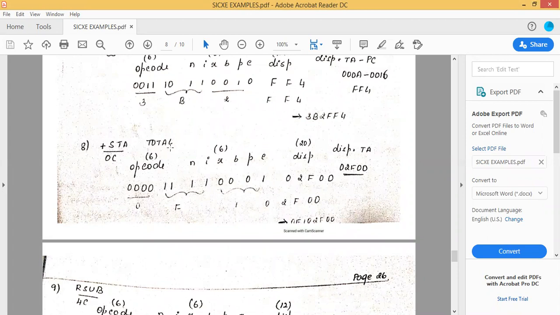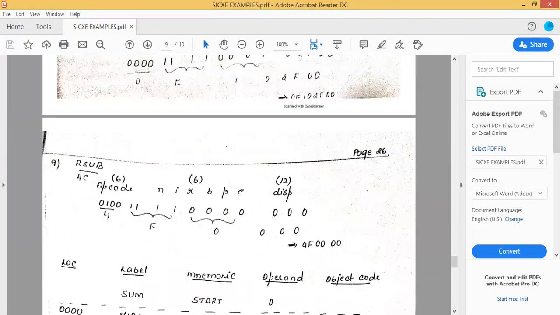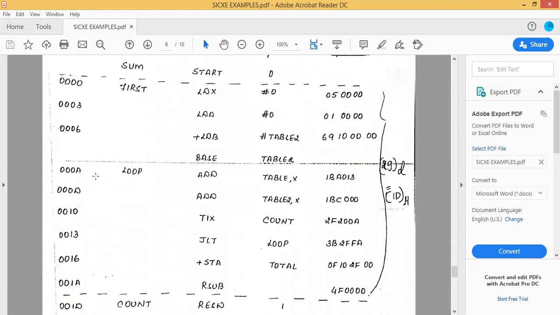Okay, now plus STA total here, same thing here. We have to set E to 1 because this is extended format, and N and I are set to 1 because it is neither indirect nor immediate, and definitely B and P are always set to 0 when it is extended format. That is, displacement is directly the target address. That is, the target address of total is 0F00. So that itself is taken. Clear? RSUB: as I've told you, you don't have to calculate the object code for RSUB all the time. It is always going to be 4F0000. So this is how you find out the object code.